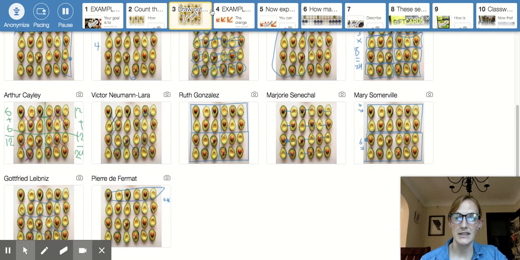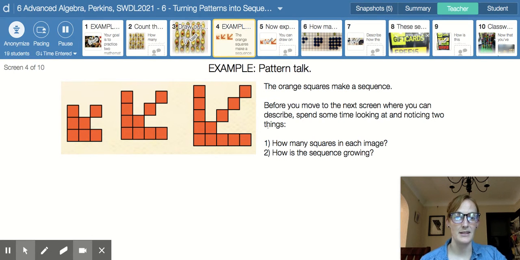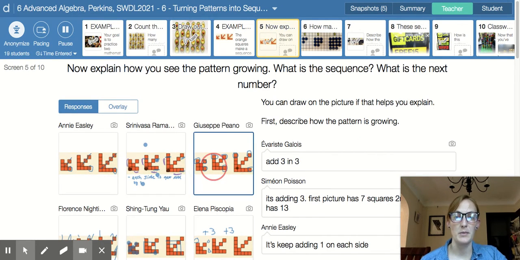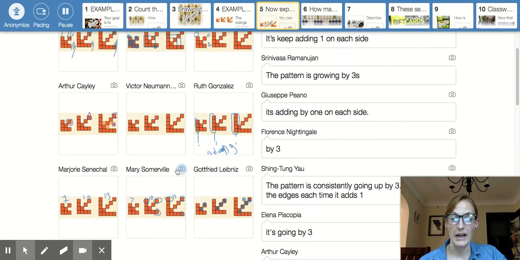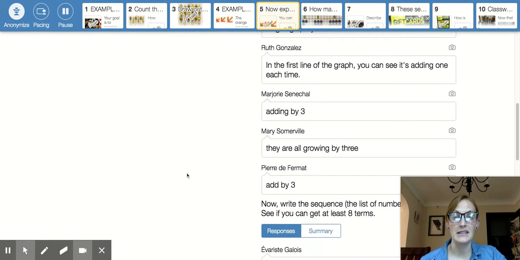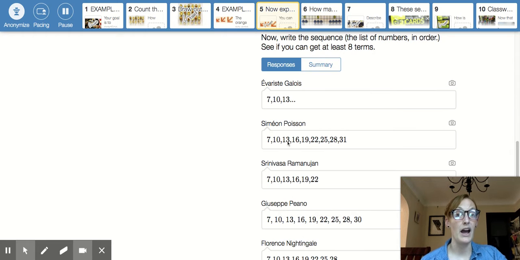Moving on to the next screen, I gave them this new pattern and asked them to count how many squares are in each image. So here, you'll notice people started seeing like, oh, here are the 3 new squares every time. And so in the first one, there happened to be 7. So this person said it's adding by 1 on each side. So I think that they mean that there's like a side here, a side here, and a side here. In the first one, there were 7. In this one, there were 10. Here, there are 13. And then they just extended the pattern beyond that by adding 3 every single time. And you can see people came up with their own different ways of doing that. And then people practiced coming up with the actual sequence.